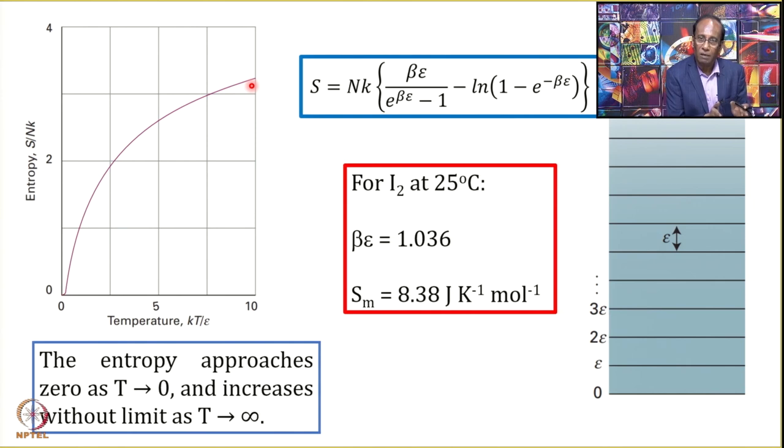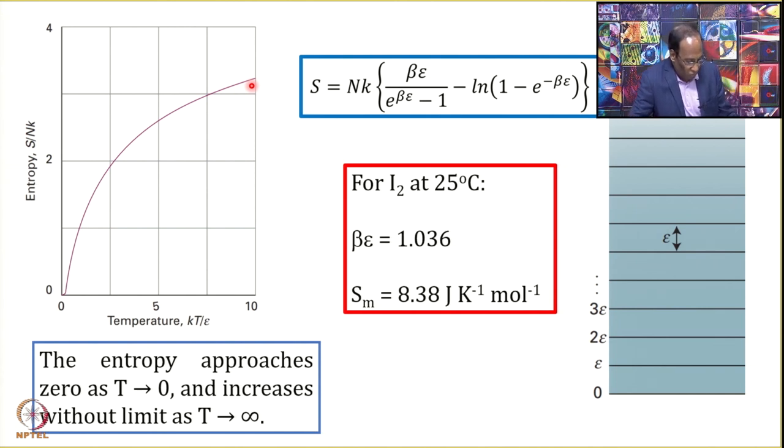So this particular example is exclusively for a harmonic oscillator. That is, for a system which has a uniform ladder of energy levels. And this expression allows us to interpret or discuss entropy as a function of temperature. Suppose you have to deal with different systems where it is not a uniform ladder of energy levels, and you have to express entropy as a function of temperature, how will you do that? Let us have a discussion on that.